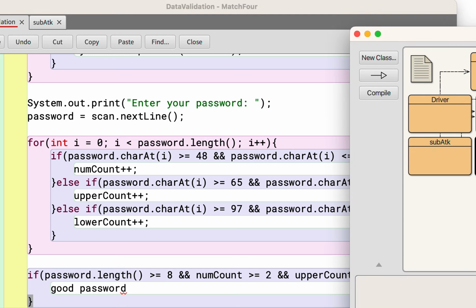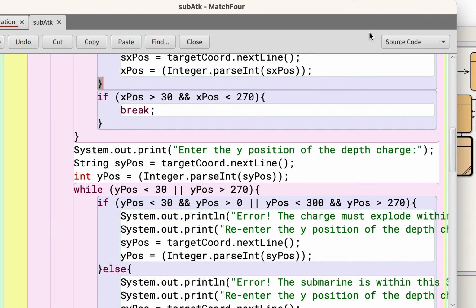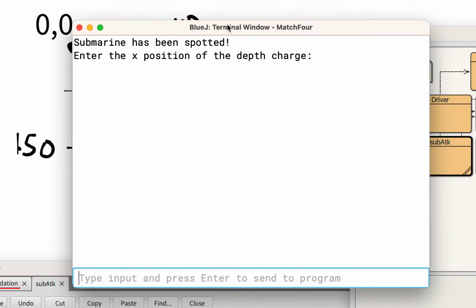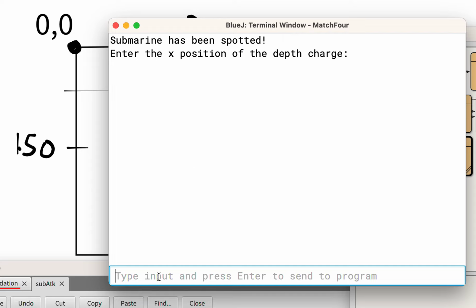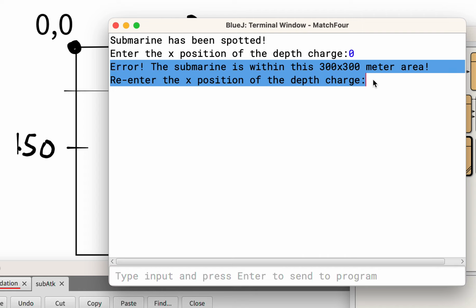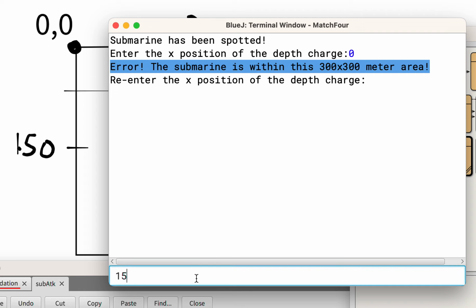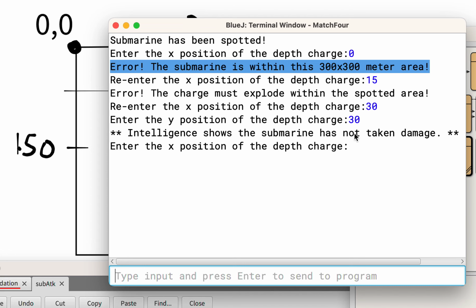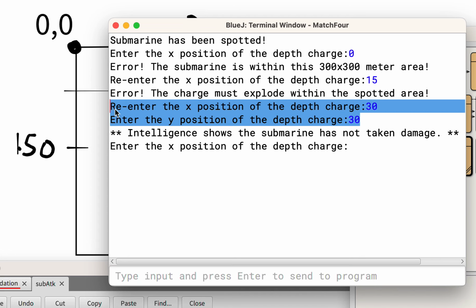So I'm going to compile and run. Okay, so here's our submarine that's been spotted, and it asks for the x position of the depth charge. Well, I'm going to put 0, 0. And you can't, because one of the criteria is that the entire explosion of 30 units must be within the world. So we can't have a 0. We can't have 15 either, because that means part of the bomb's explosion will be outside of the world. So I could do 30, 30.